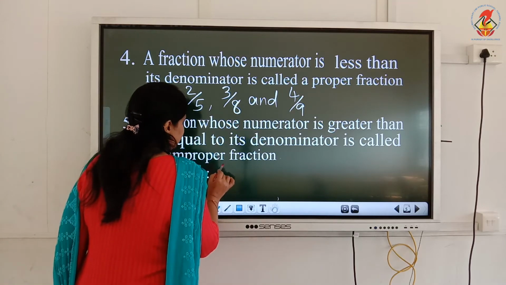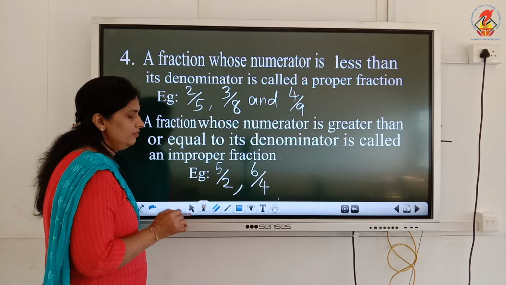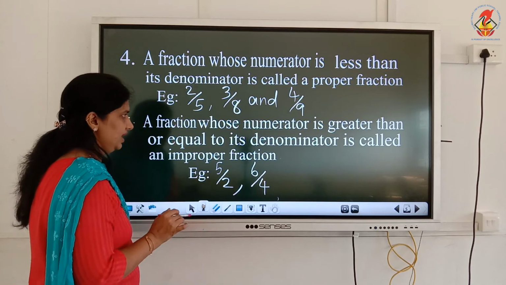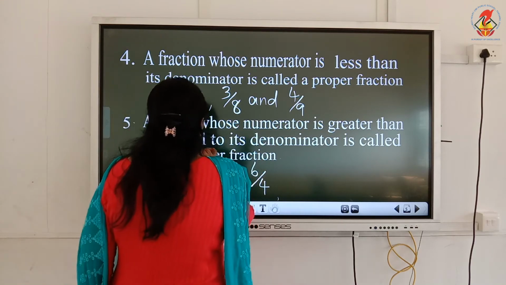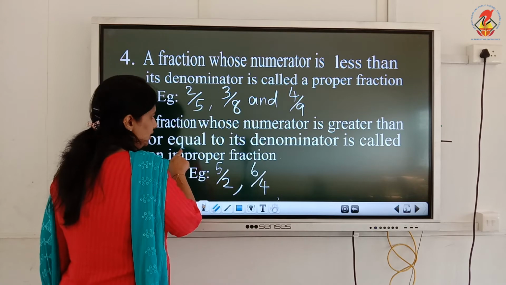I will give you some examples. That is 5 by 2. Okay, and the next one is 6 by 4. See, this numerator is greater than the denominator. That is called what? Improper fraction. Okay, and one more is there whose numerator is greater than or equal to.